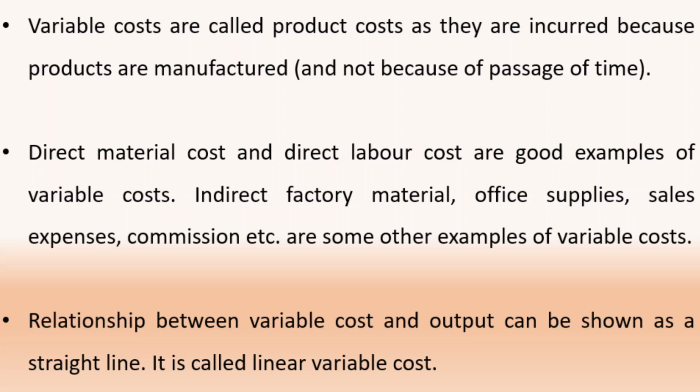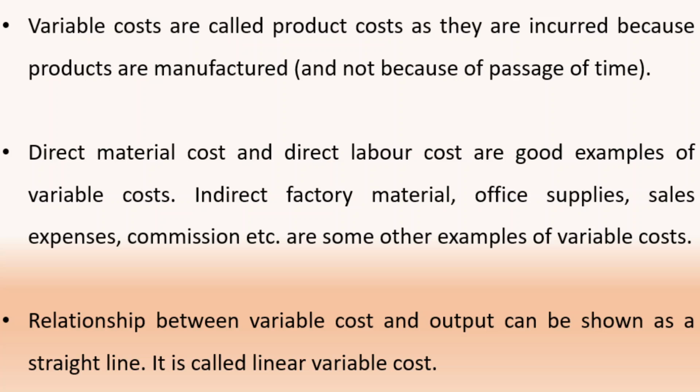Variable costs are called product costs as they are incurred because products are manufactured and not because of passage of time. Direct material cost and direct labor cost are good examples of variable costs. Indirect factory material, office supplies, sales expenses, commission, etc. are some other examples of variable costs.